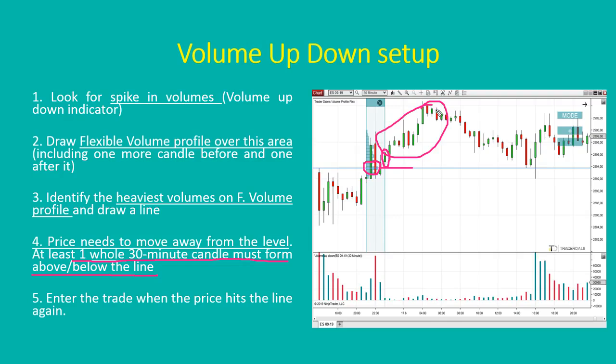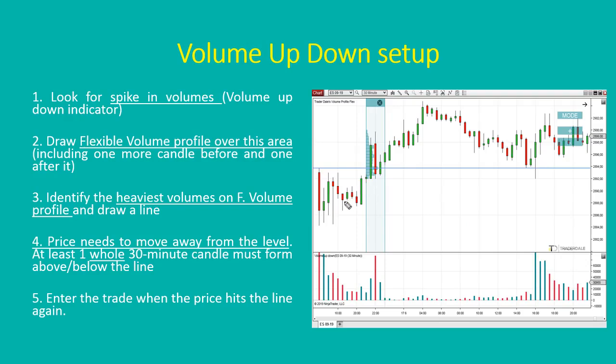And then you wait for a pullback and you enter your trade. You enter in the direction where the price moved away from the volumes. So the price moved upwards from those volumes, which means you will go long when the price hits the level. No need for any confirmation, you just enter at first hit. For example, when you trade on Eurodollar, I traded with a 10 pip stop loss and 10 pip profit target.